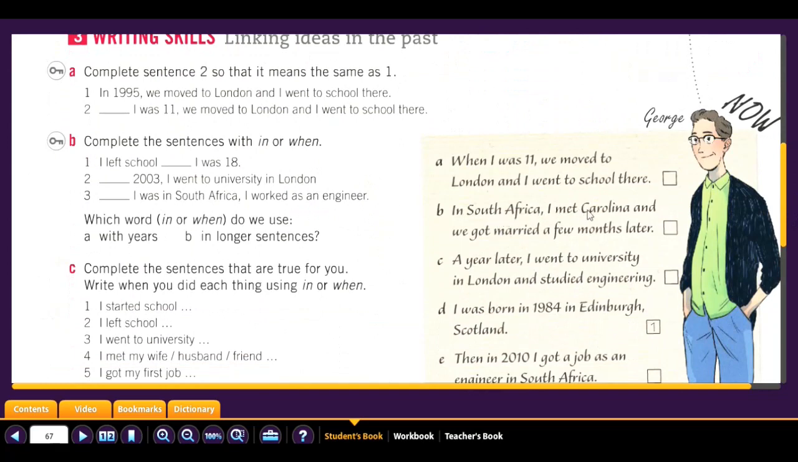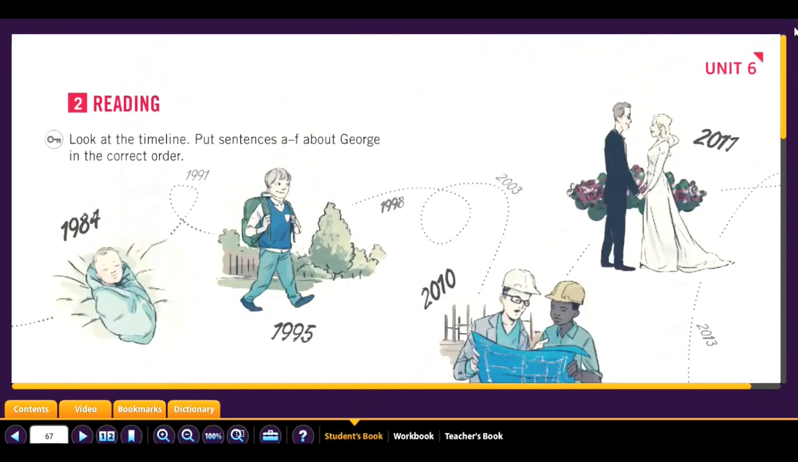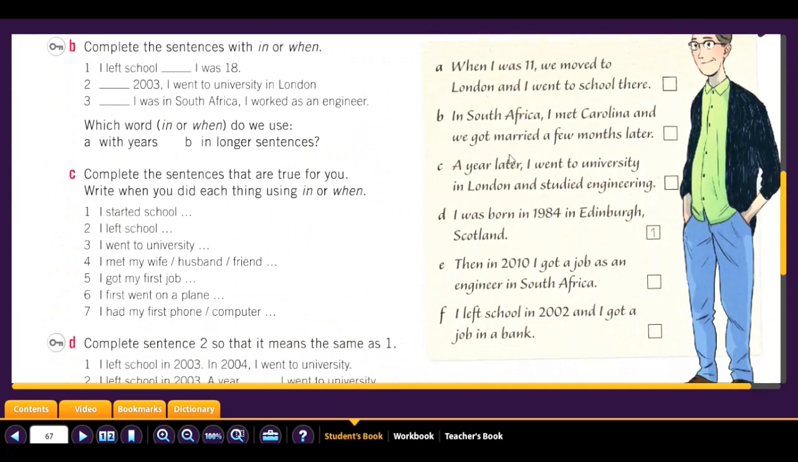In South Africa, I met Carolina and we got married a few months later. A year later, I went to university in London and I studied engineering. I was born in 1984 in Edinburgh, Scotland. It's number one. Then in 2010, I got a job as an engineer in South Africa. I left the school in 2002 and I got a job in a bank.